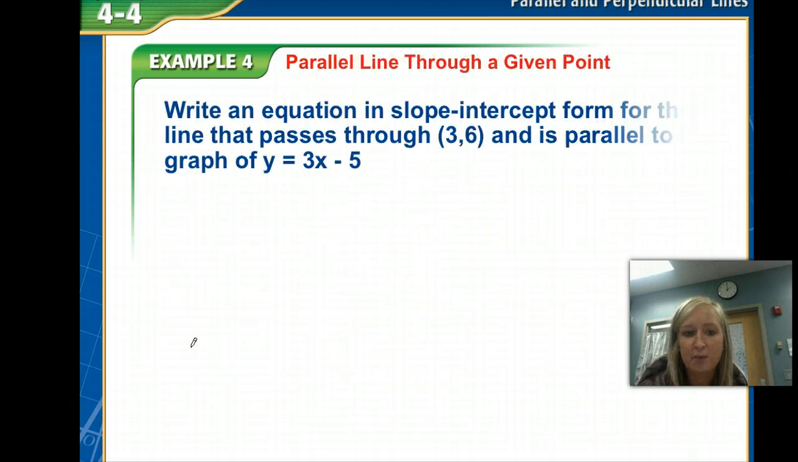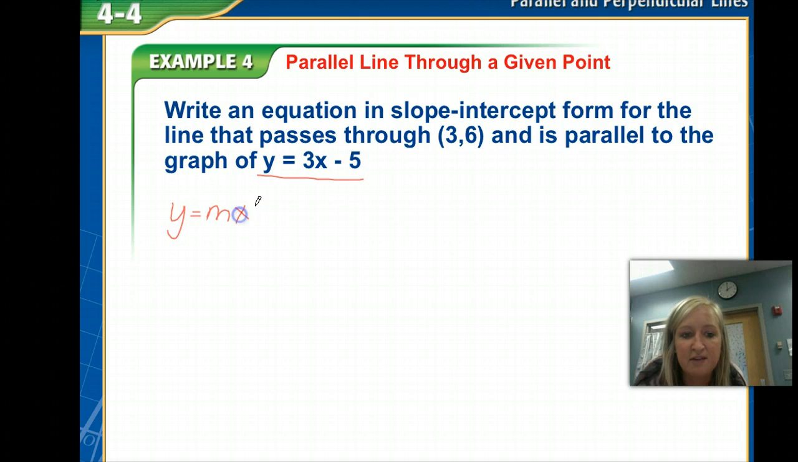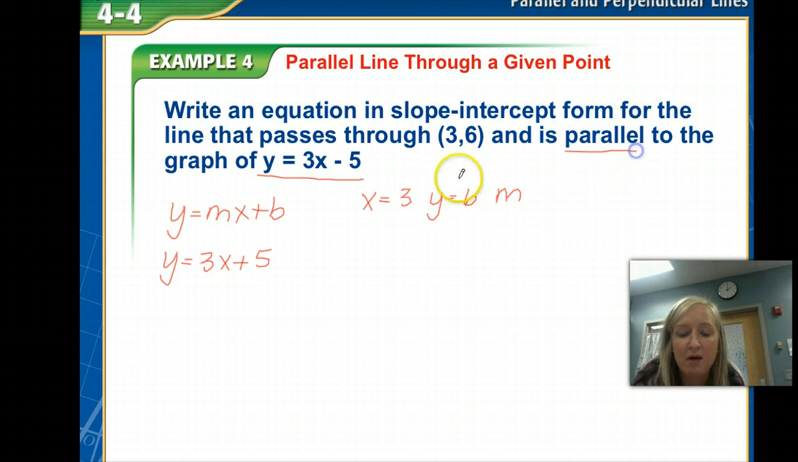So let's go through one more example. This example is nice because the equation that they give us is already in y equals mx plus b form. So y equals 3x plus 5 is my first equation. My second equation, now I'm going to identify my points. I have x equals 3, y equals 6, and if they want it parallel, then it's going to be the exact same slope, which in this case is 3.